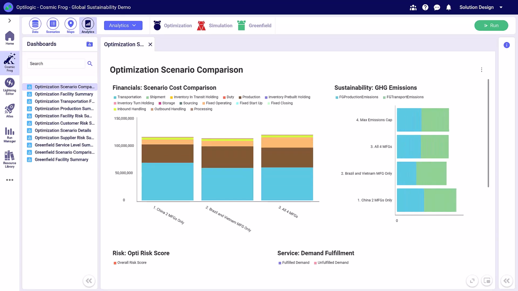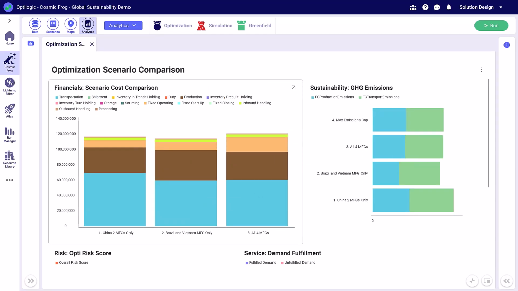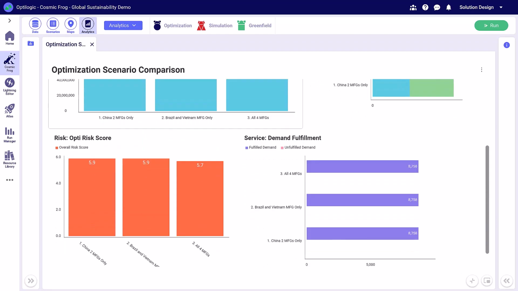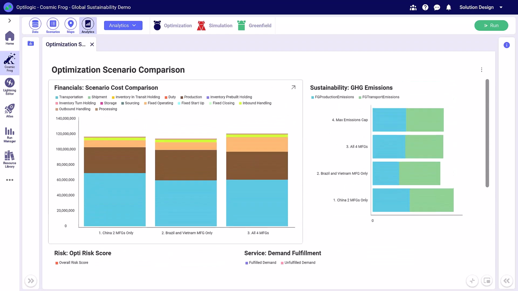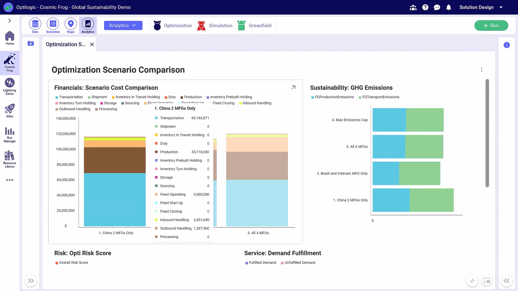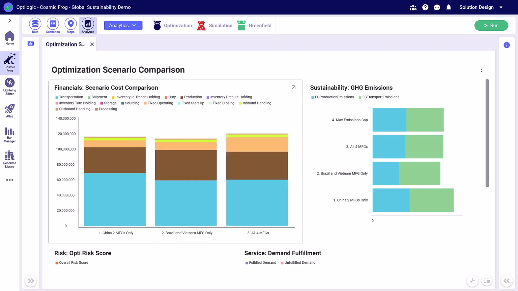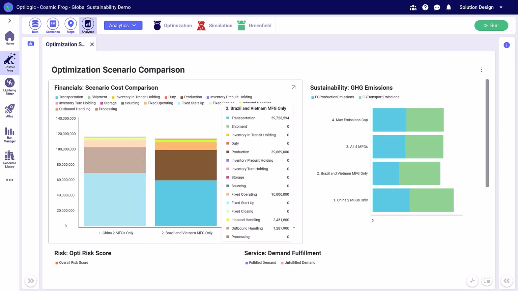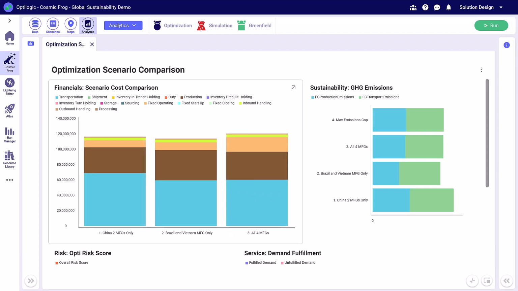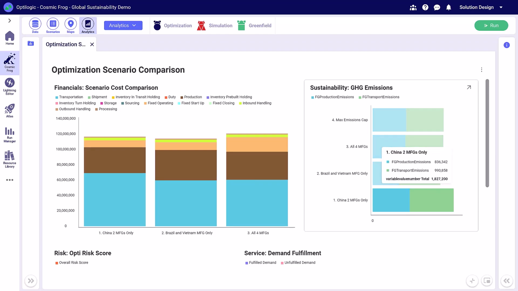Now we move to the scenario comparison, which is the overall summary of cost, service, risk, and greenhouse gas emissions. From a cost perspective, if we move from China only to just Brazil and Vietnam, production cost jumps from 33 million to 39 million, but transportation cost falls by $10 million from $69 to $59 million. The production cost trade-off here is outweighed by the transportation cost savings. From a greenhouse gas perspective, the China-only scenario results in 1.8 tons of CO2, which drops to 1.5 tons of CO2 when we move to Brazil and Vietnam.